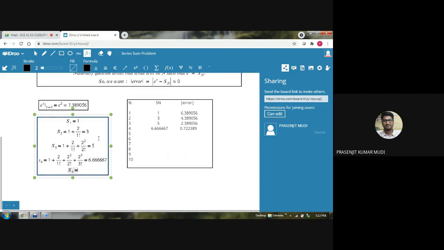Okay, so I'm not repeating this thing. Recursively we can say that S4 plus the fifth term. The fifth term is 2 to the power of 4 by 4 factorial.